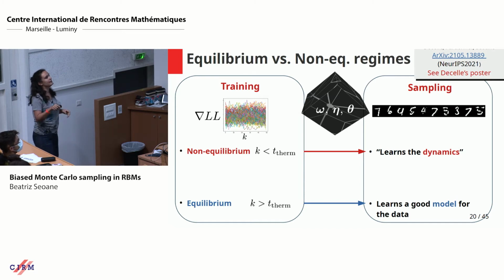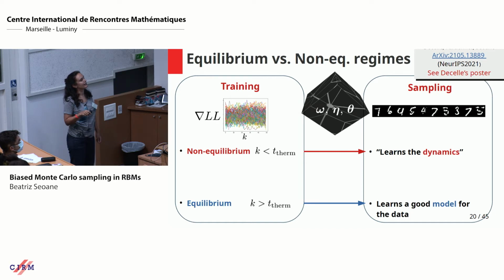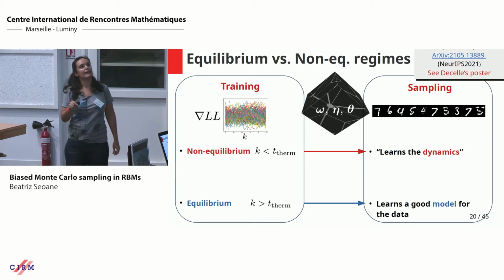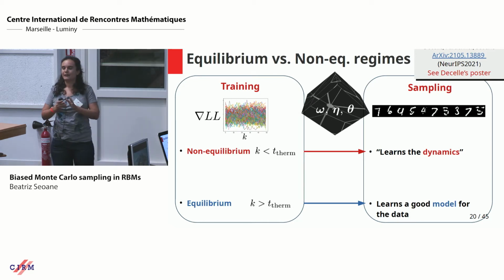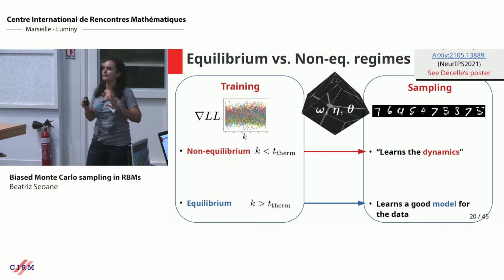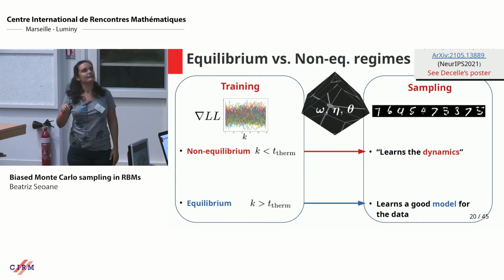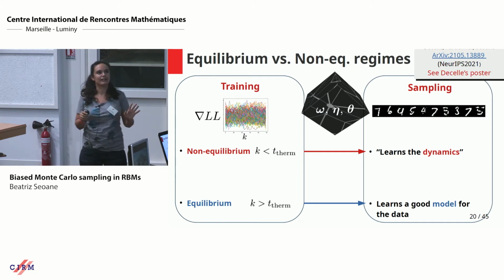We have seen in our work, which was presented by Aurelien in a poster and has been accepted for NeurIPS just recently this week, that the RBMs operate in two distinct regimes depending on how we compute the gradient. If we use times that are shorter than the thermalization time, they are in what we call the non-equilibrium regime.